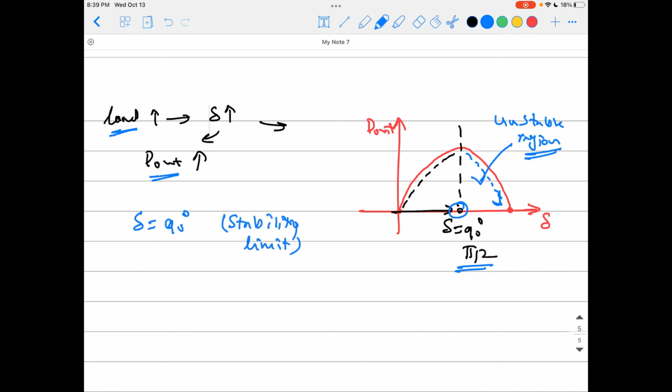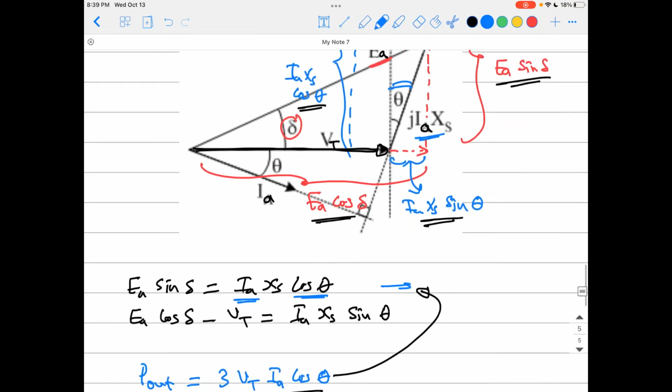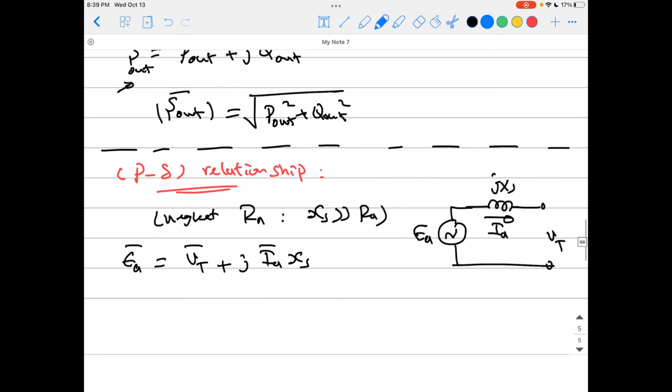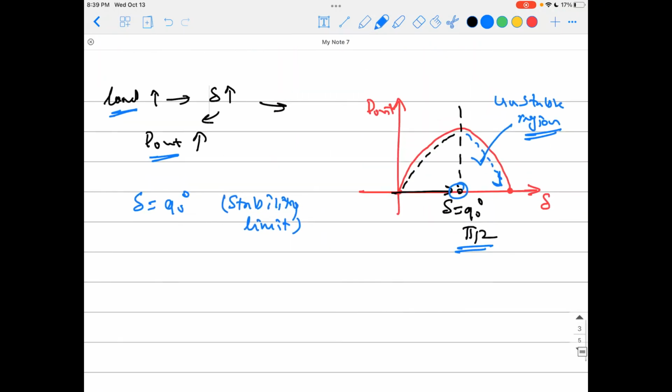Okay, but it's not actually the typical limit, because we have used all of this assuming that R_A, the resistance here, is neglected. So the actual limit will be less than 90 degrees, but this is theoretically your limit. Theoretically you cannot go beyond 90 degrees, but practically you cannot even go near 90 degrees. It's less than 90 degrees, because if you had R_A in the calculations as well, it would not look just like this. Okay, but we got the idea.